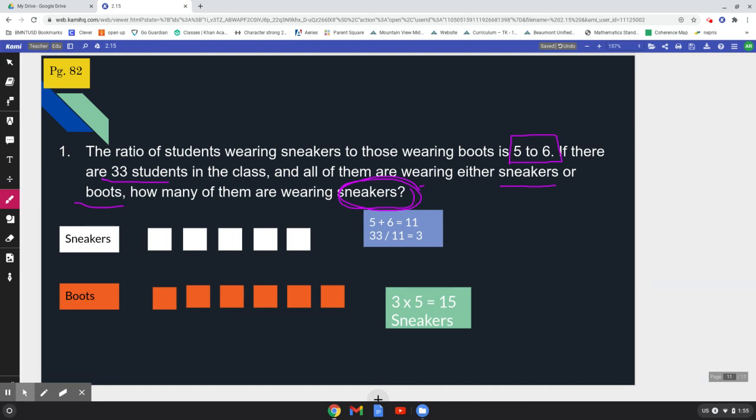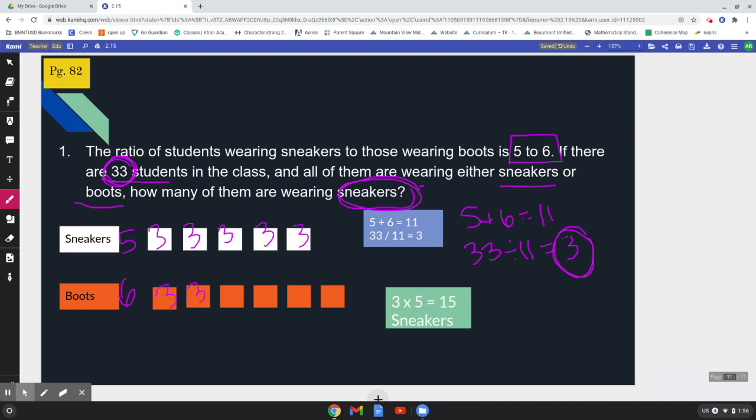To start us out, I said, okay, sneakers is 5, and I put 5 boxes for sneakers. And boots is 6. So my original recipe or increments, however you want to describe it, is 5 plus 6, and that would give me 11. Okay, so I'm going to take that 11 and divide it into that 33. So 33 divided by 11 makes 3. Now what that 3 tells me is that in every box, there's 3.